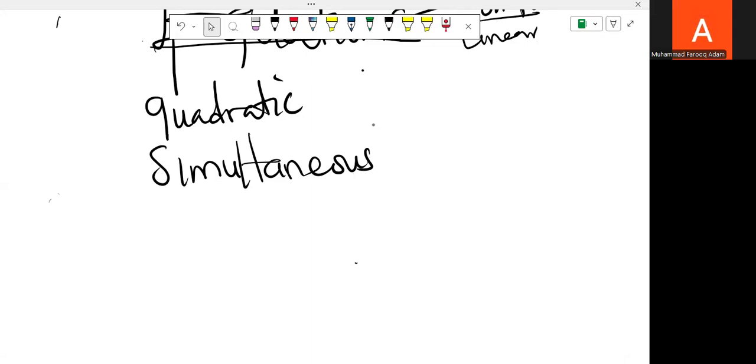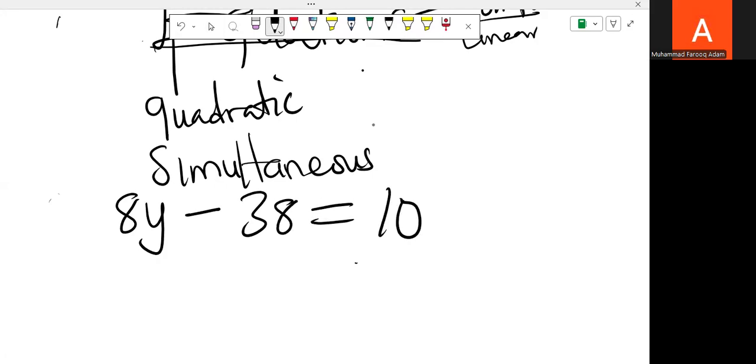In our last class, we did something as simple as simple equation. And truly, simple equations are what they are. They are simple. A recap of an example of what we did is something like 8y minus 38 is equal to 10. A question like this is what we did. So how do we solve this? I believe we have not forgotten what we taught in last class.